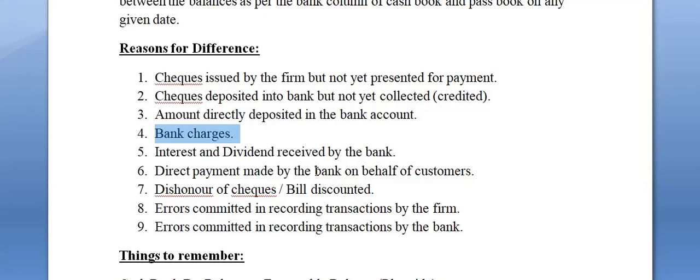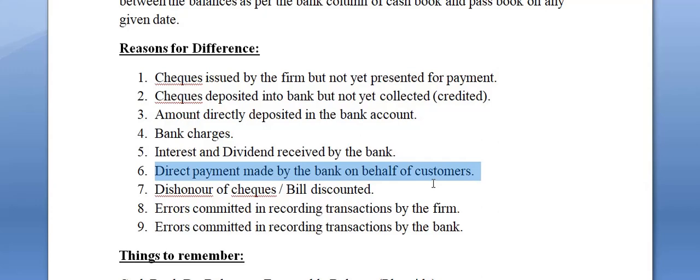Okay. Now, point number six, direct payment made by the bank on behalf of customers. So I think in commerce book, you must have read the functions of commercial bank. Okay, there are two functions of commercial bank. One is the primary function, and the other one is the secondary function. So this falls under the category of secondary function, and this is known as the agency function.